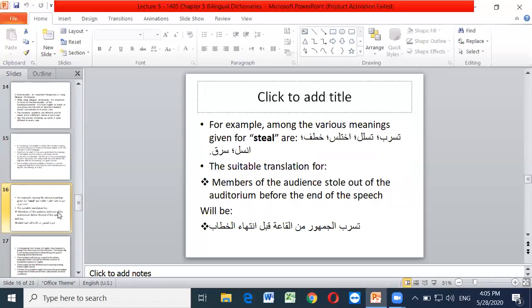For example, among the various meanings given for steal, and we have had a look at the various senses of steal earlier: تسرب, تسلل, اختلس, خطف, انسل, سرق. The suitable translation of steal in the following sentence: members of the audience stole out of the auditorium before the end of the speech will be تسرب الجمهور.